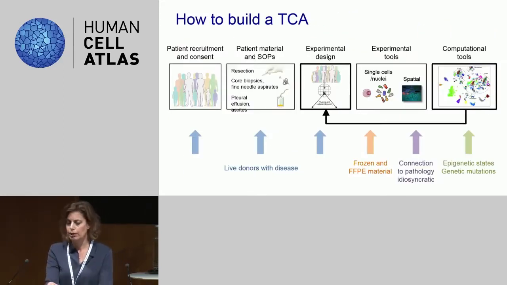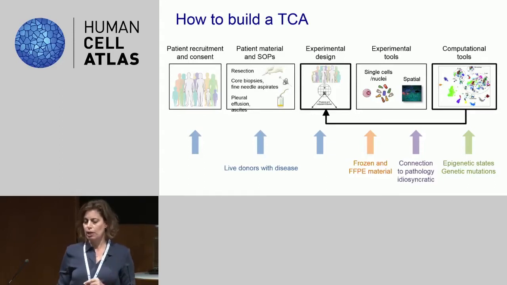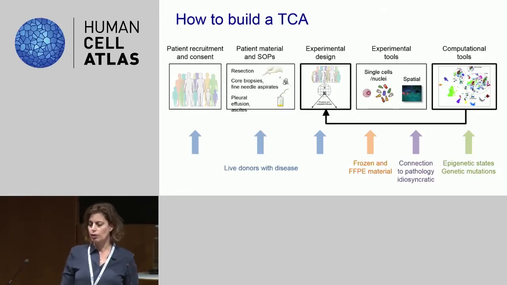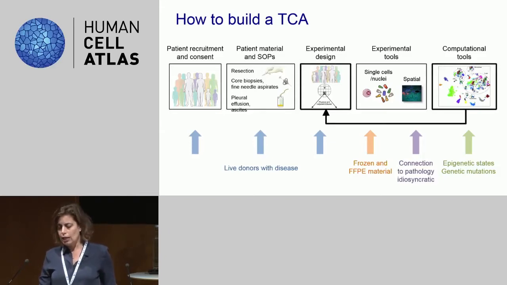So how do we actually build a tumor cell atlas? How do we go about that? There's some sort of flow. We start with actually recruiting patients and getting their consent. Then we need to get the material from the patients. And in order to do that, we have to have very robust SOPs. So these could be either resections, core biopsies, or fine needle aspirates, and they can also be different types of fluids like ascites and pleural effusions. We need to come up with a great plan for our experimental design. We need to have good experimental tools for both the dissociated cells and also to look at cells in tissue. And at the end of the day, we also need to have computational tools to put these all together and to feed back in an iterative way into the experimental design.